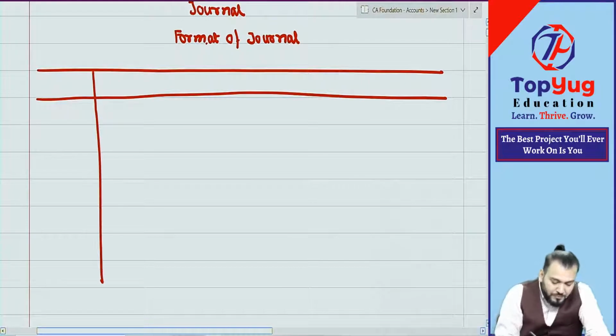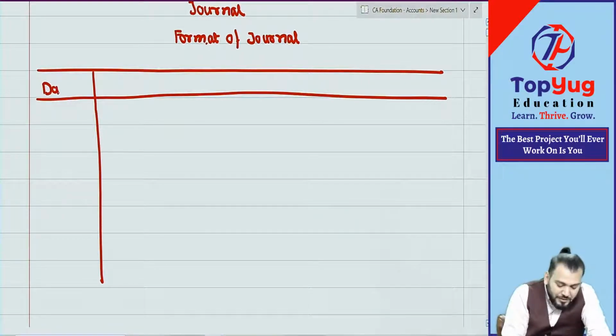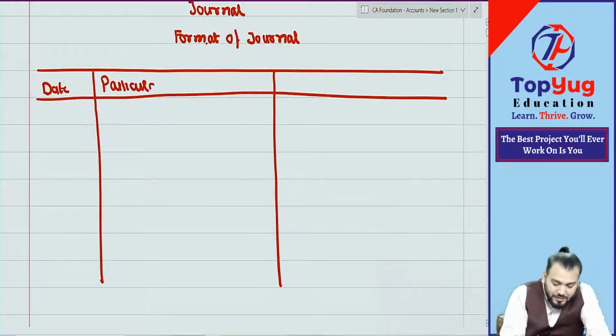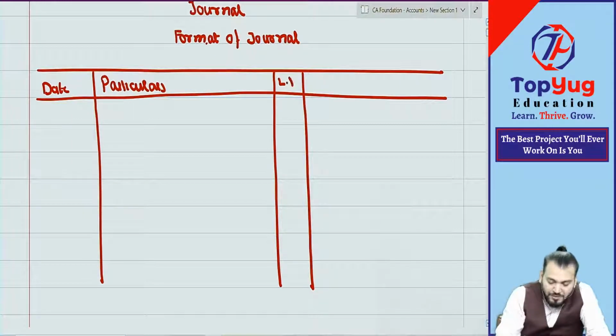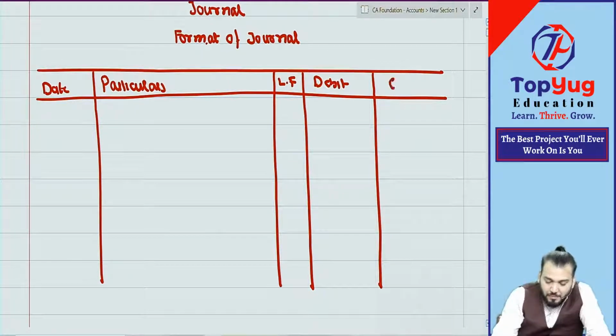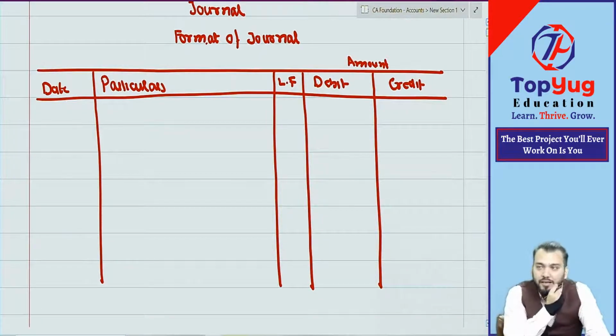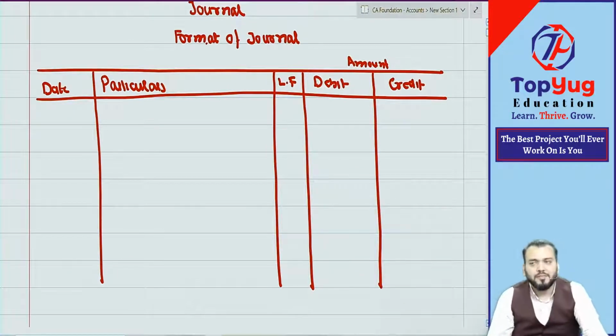The first column will be known as Date. The second column will be known as Particulars. The next column will be Ledger Folio. Then the next columns will be the amount of debit and the amount of credit. What amount will be debited? What amount will be credited? This is the format.